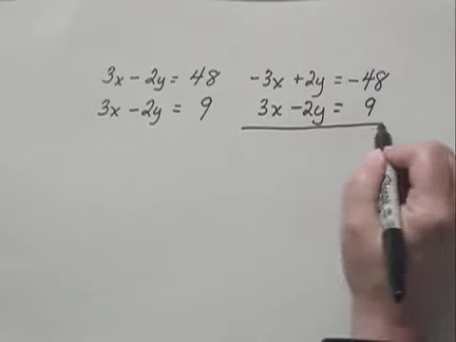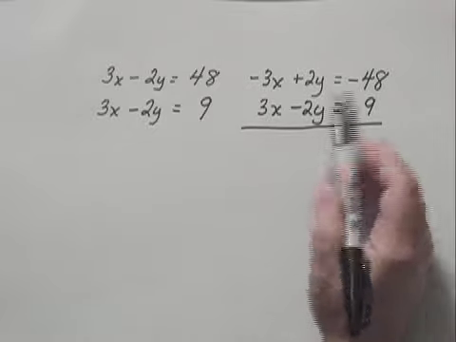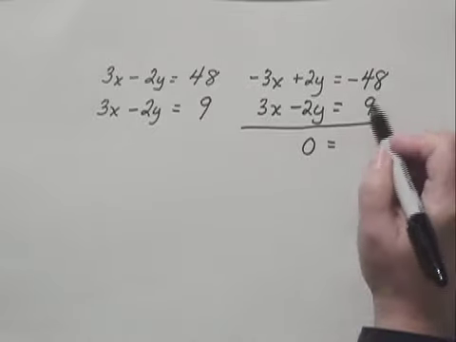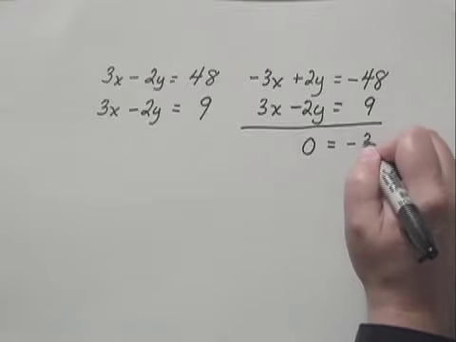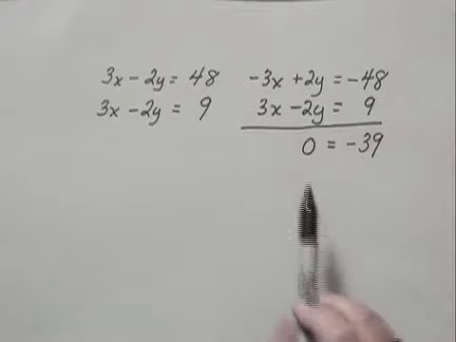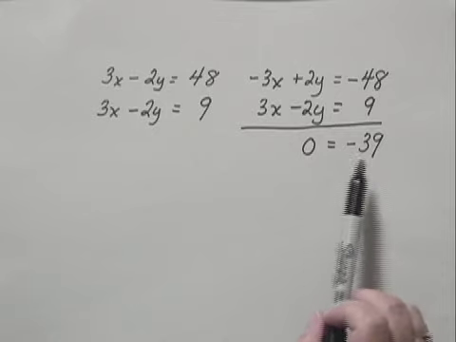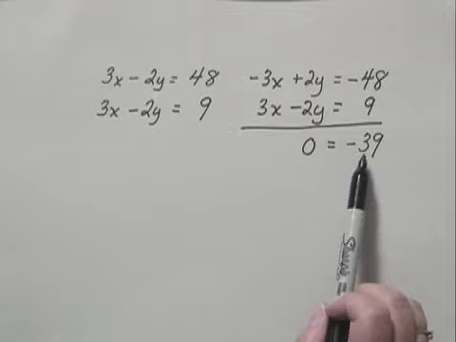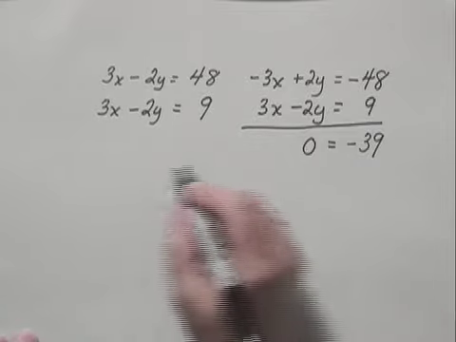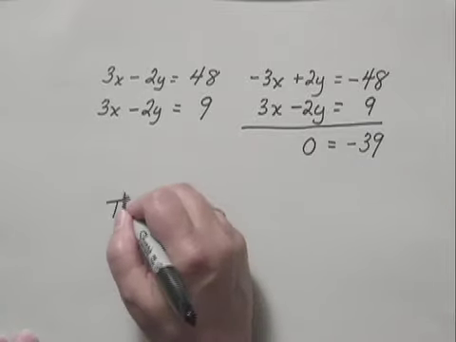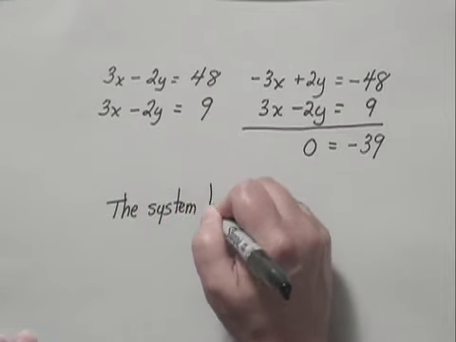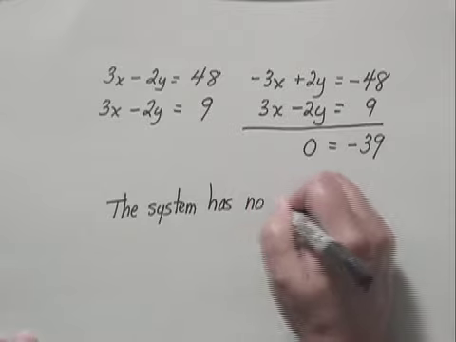and I add. I get 0 plus 0, or 0, equals -48 plus 9, which is -39. Now, this is not a true sentence, obviously. 0 is not equal to -39. So this tells us that the system has no solution if we get a false equation like that. And we need to state that clearly, that the system has no solution.